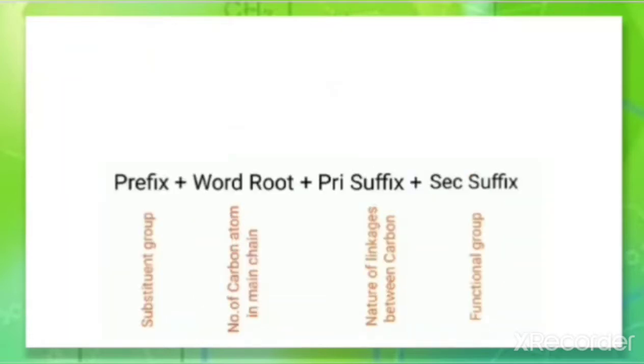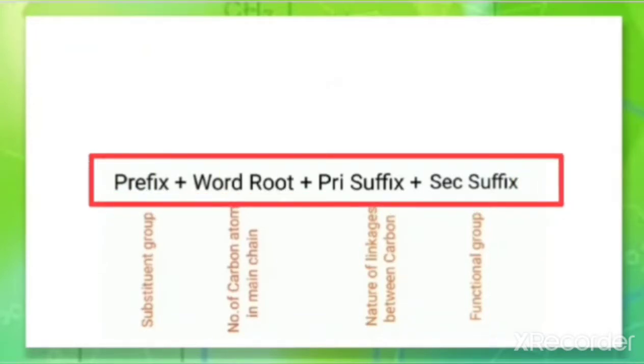Now this is like a formula for writing the IUPAC name. First you have to write the prefix, which is the name of the substituent group. Then the word root, that is the number of carbon atoms in the main chain. Then the primary suffix, representing the linkage between the carbon atoms in the main chain. And the secondary suffix, used for mentioning the functional group.